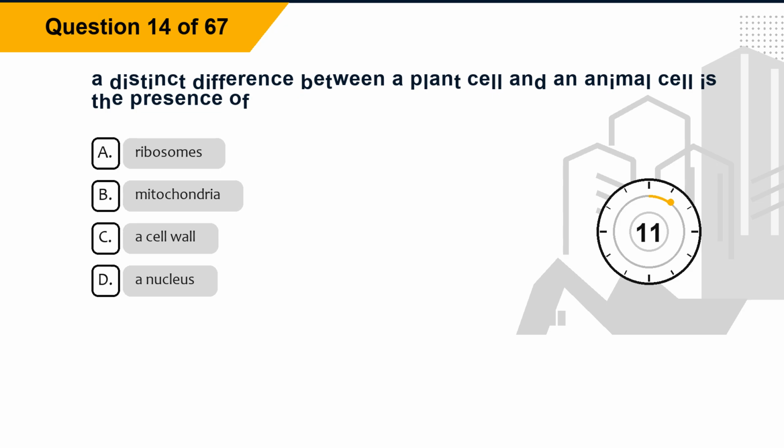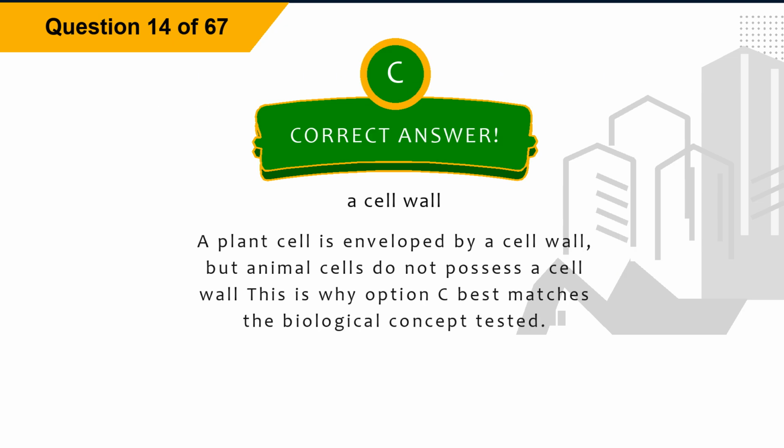Question 14. A distinct difference between a plant cell and an animal cell is the presence of option A, ribosomes. Option B, mitochondria. Option C, a cell wall. Option D, a nucleus. The correct answer is option C, a cell wall. Explanation. A plant cell is enveloped by a cell wall, but animal cells do not possess a cell wall. This is why option C best matches the biological concept tested.